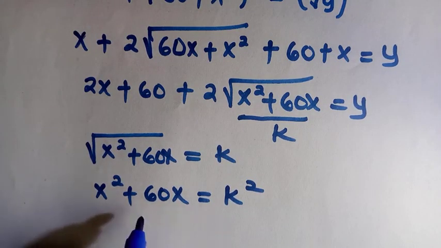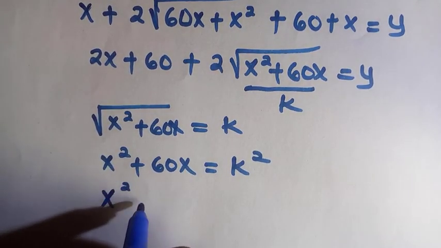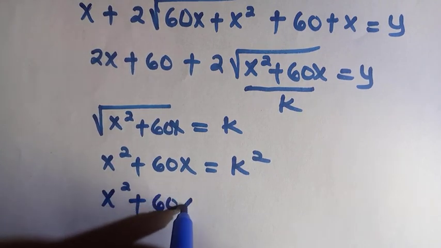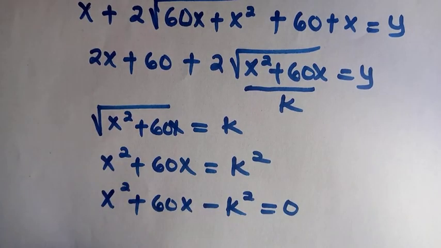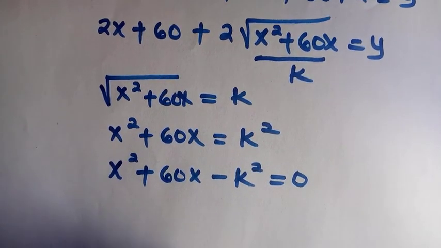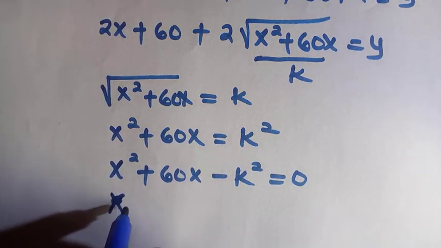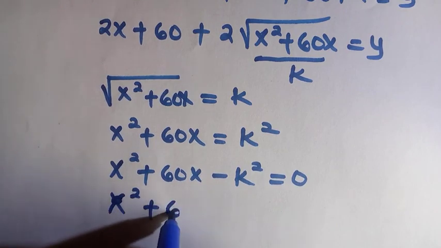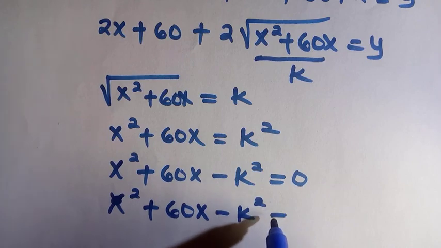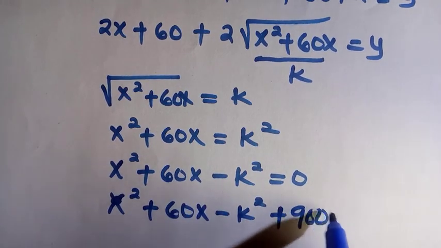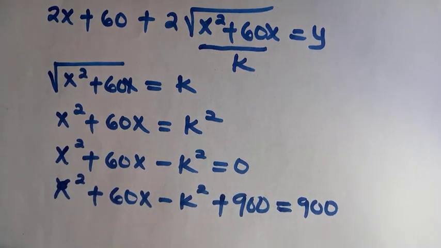At this stage, if I transfer k squared to this side, we have x squared plus 60x minus k squared equal to 0. But what I will do is add 900 to both sides. So here we have x squared plus 60x minus k squared plus 900 equals 900. Notice these will later cancel each other.